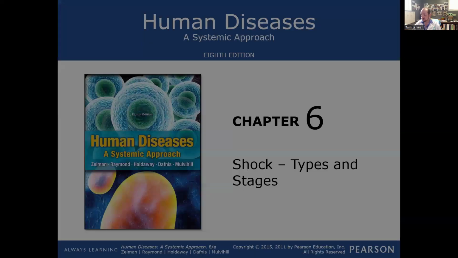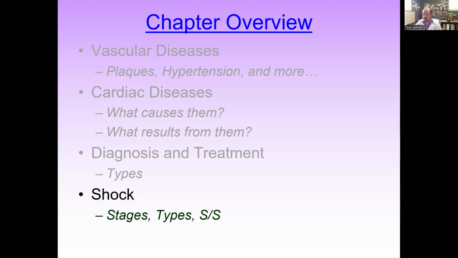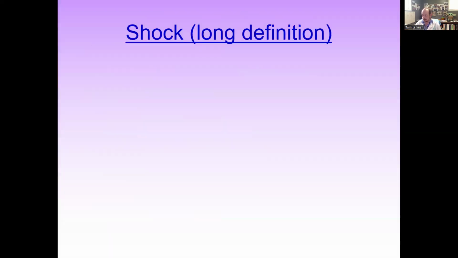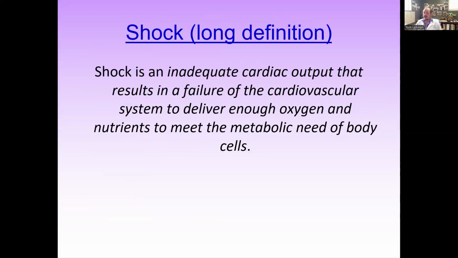Now, once we get into the PowerPoint, as mentioned, you'll notice that in the textbook it fits in with the other vascular and cardiac diseases, but we're going to cover shock by itself. Shock is an inadequate cardiac output, which results in a failure of the cardiovascular system to deliver enough oxygen and nutrients to meet the metabolic needs of the body's cells.